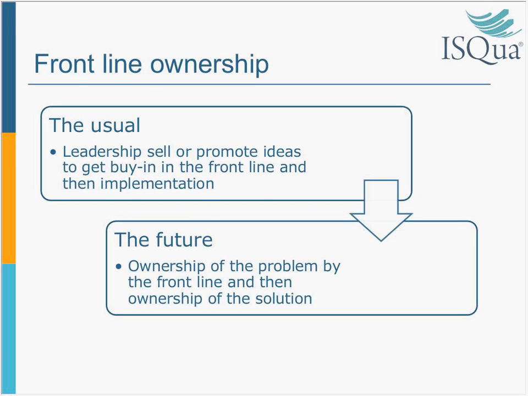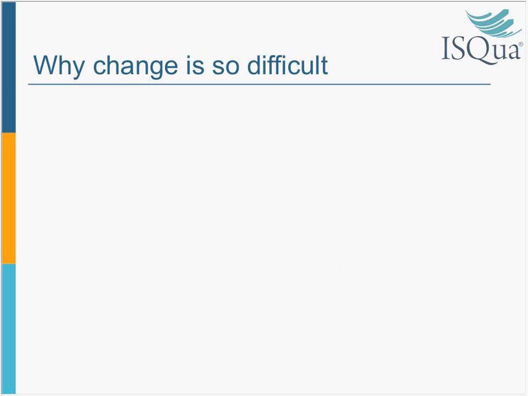So what one really requires is frontline ownership. In Canada, there's been a movement to imply frontline ownership, which is one of Deming's 14 principles. Basically, that in order to solve the problems, the frontline needs to own the problem first. And often we do not have frontlines that own the problem of change. What do we have to do in order to do this? Really consider why change is so difficult.